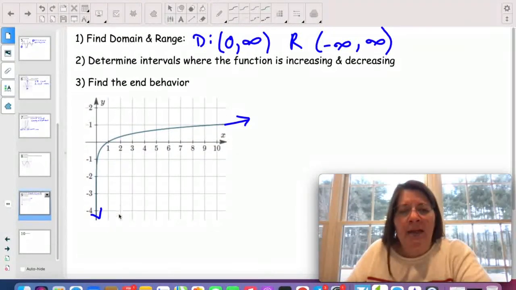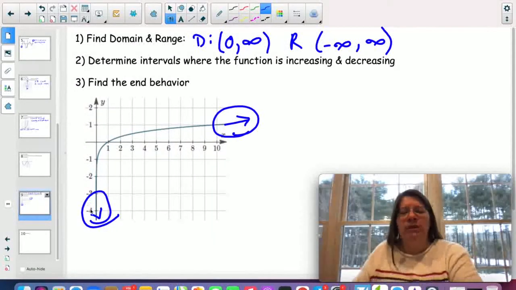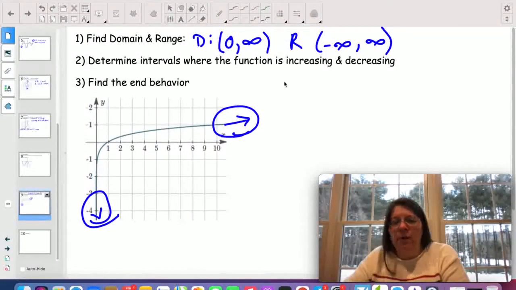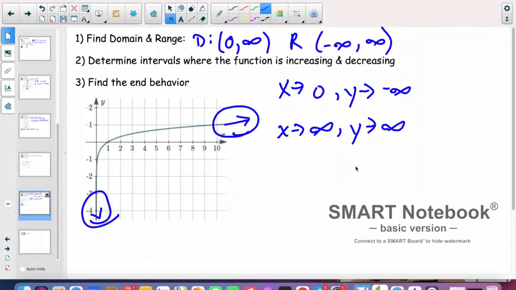And for the end behavior, on the left side and on the right side, this end behavior is a little bit different. X is not going to approach negative infinity. Normally with end behavior, we say as x approaches negative infinity, but this time it's never going to go past 0. So we would say as x approaches 0, y approaches negative infinity. And as x approaches infinity, y approaches infinity. It goes up infinitely. It's a gradual increase, but it does go up infinitely.